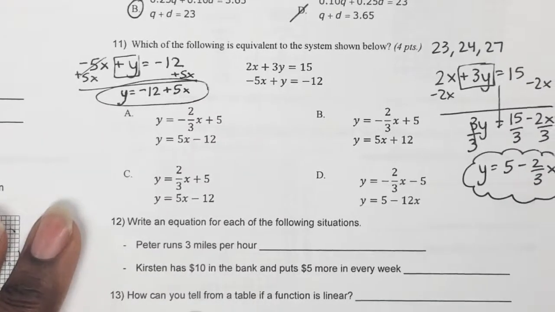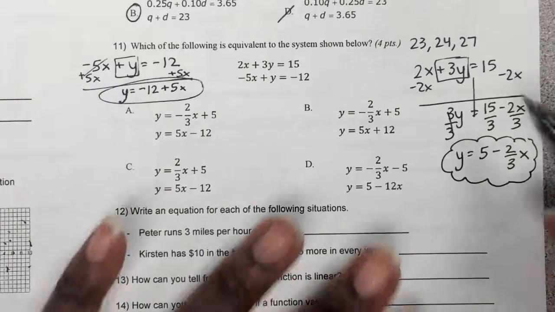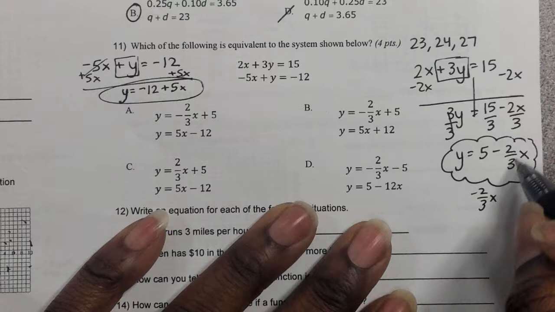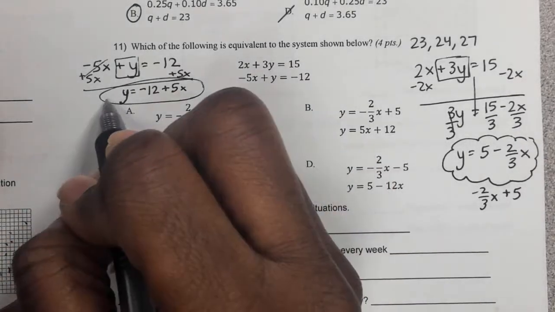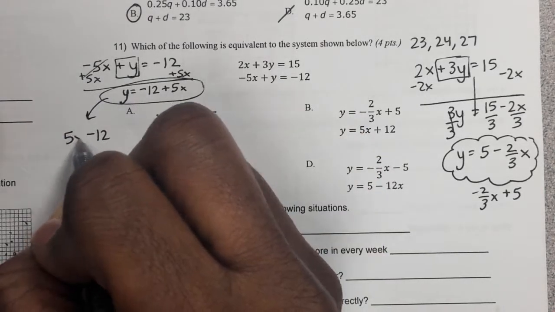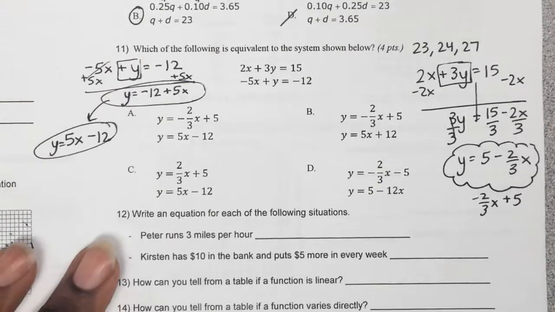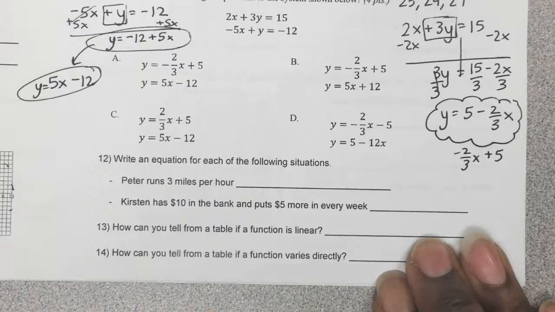The problem is finding the match that goes with it, because each of these can be written oppositely. Negative 2 over 3x goes in front and the positive 5 in back. That could also be written like that. This one, you can also put the minus 12 in the back and then the 5x in the front. So try to find the match that goes with that one.